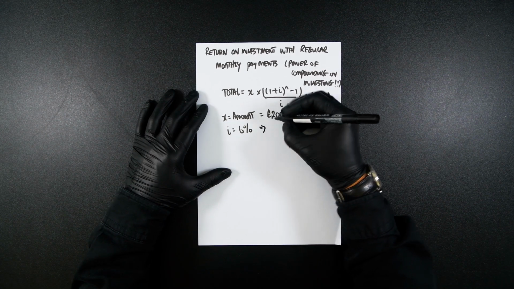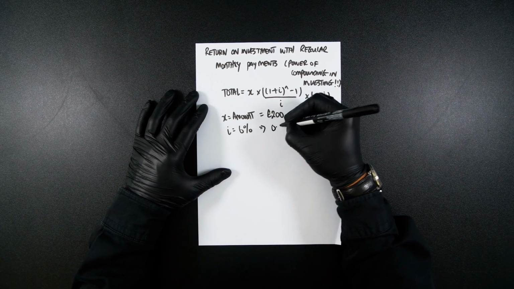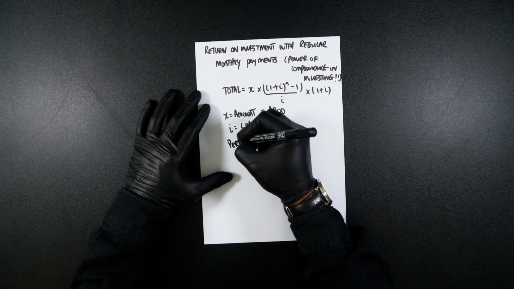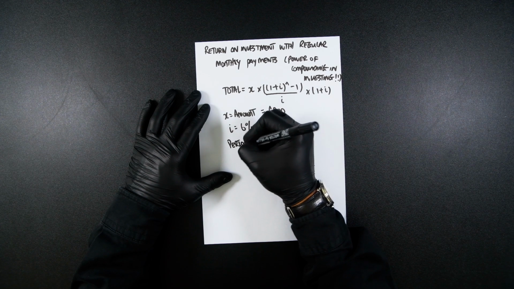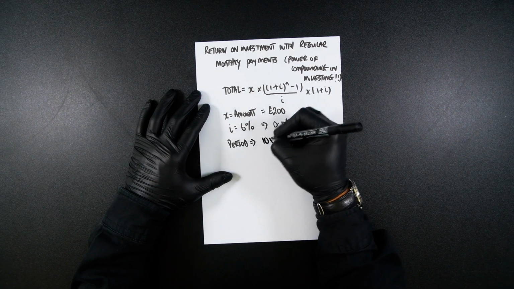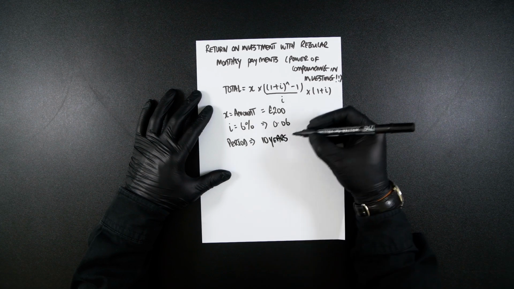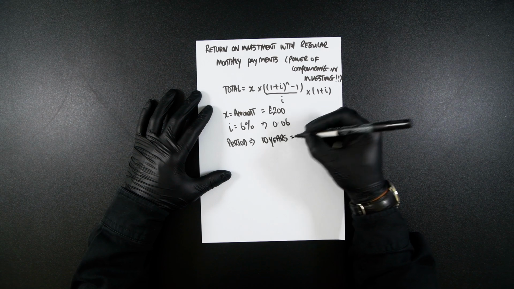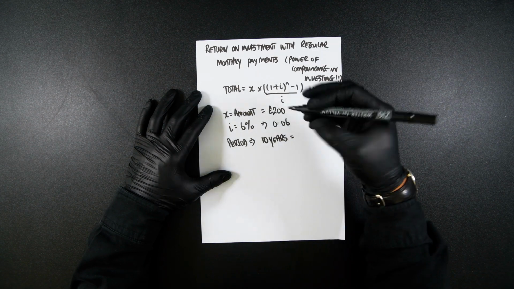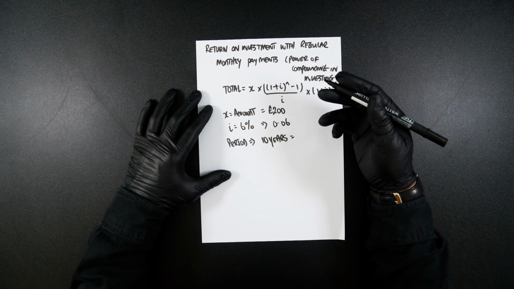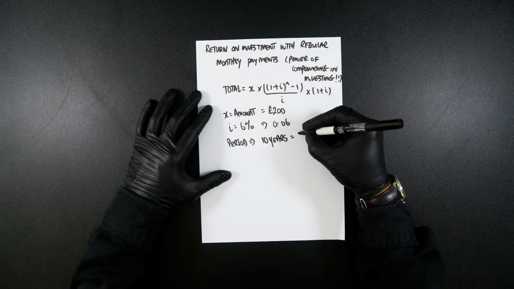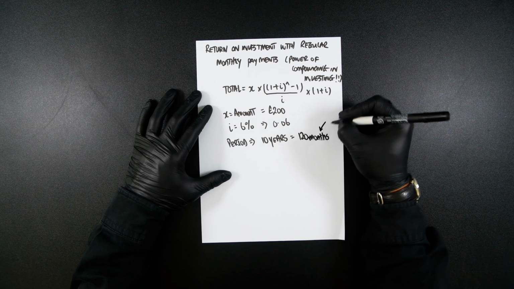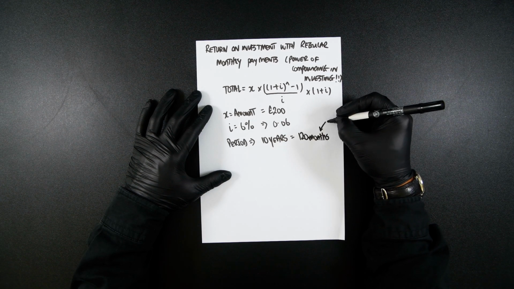We're going to convert that into a decimal. 6% as a decimal is 0.06. The period we're going to look at is going to be 10 years. But we're going to have to convert that into months because we're going to be making an investment of £200 every single month. So how many months are there in 10 years? There are 120. And this here is going to be our value for N.